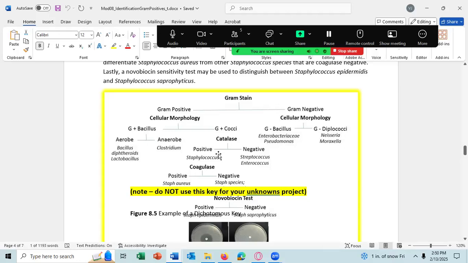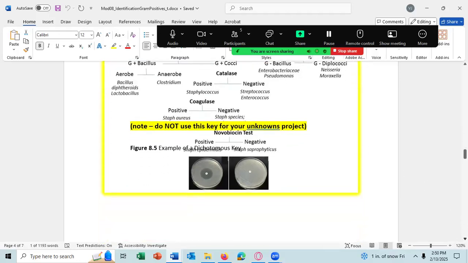Since it's catalase positive, we can scratch out the catalase negative. And then we can run the coagulase test. If it is coagulase positive, the species is Staphylococcus aureus. And if it's coagulase negative, it is another member of the family Staphylococcus, but it is not Staphylococcus aureus.